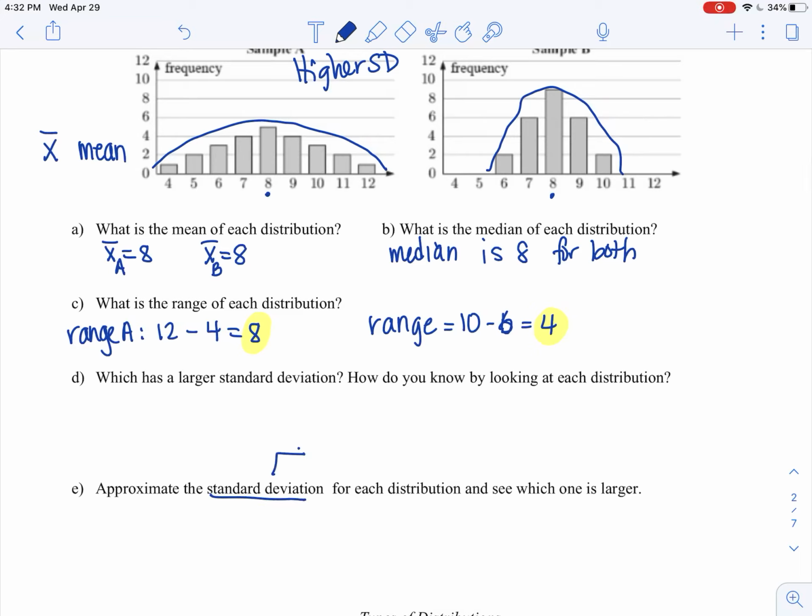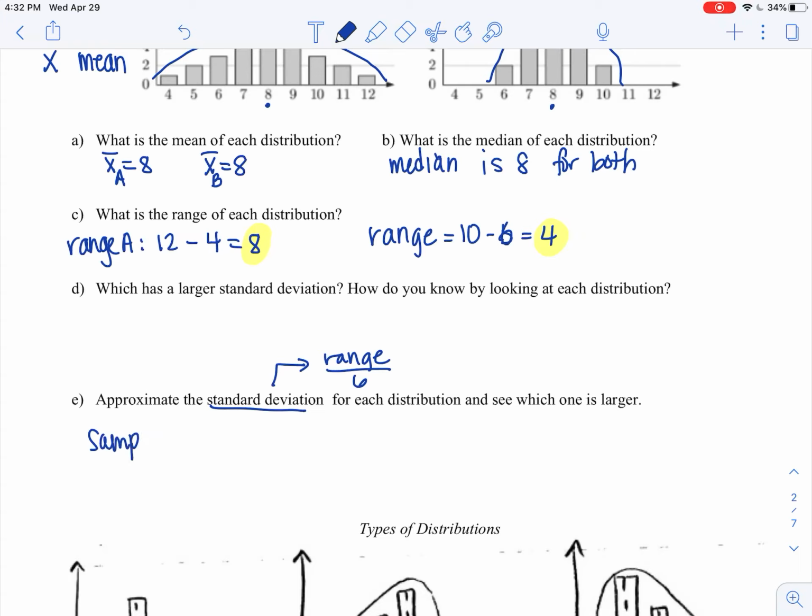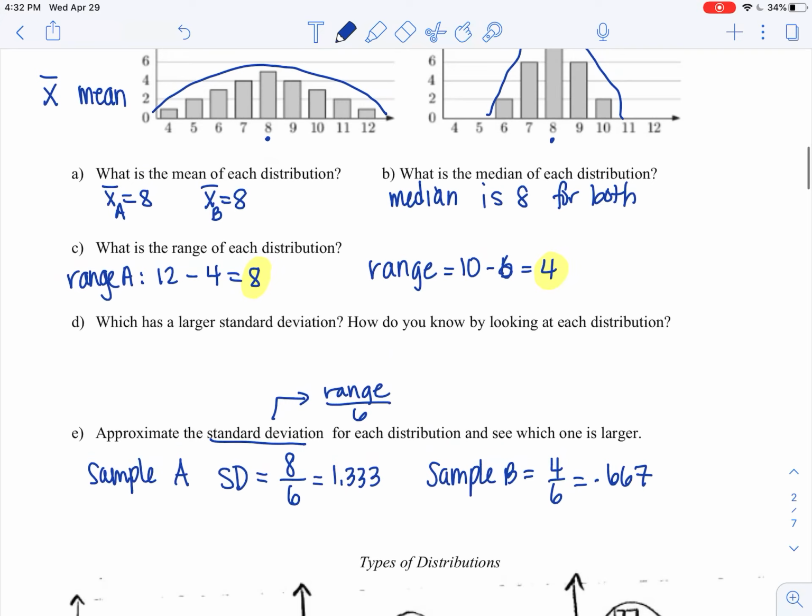How do we approximate the standard deviation? As I mentioned before, to approximate standard deviation, you're going to do range divided by 6. And again, it's not going to be perfect, but we're going to get a good sense of how we can use that value to draw some conclusions today. So for sample A, I'm doing range divided by 6. That's 8 divided by 6, which comes out to be about 1.3 repeating. If I then go to sample B, my range divided by 6 comes out to be 0.667.